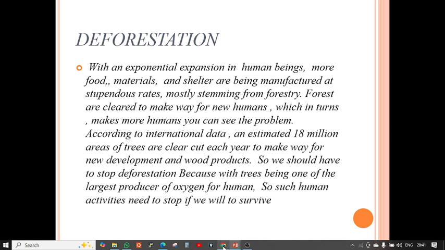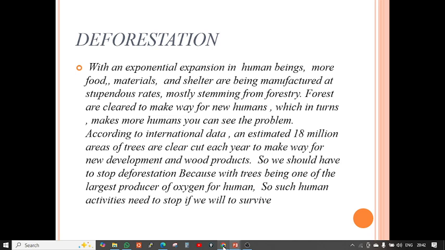So these problems are not seen immediately, but on a large scale the problem is very big. According to international data, an estimated 80 million acres of trees are cleared each year to make way for new developments, houses, or wood products. We use wood products everywhere: doors, windows, tables, chairs, beds are mostly made of wood. And where does that wood come from? It comes from cutting down the forest, and we use it in our homes. That also creates huge problems. That is part of deforestation.